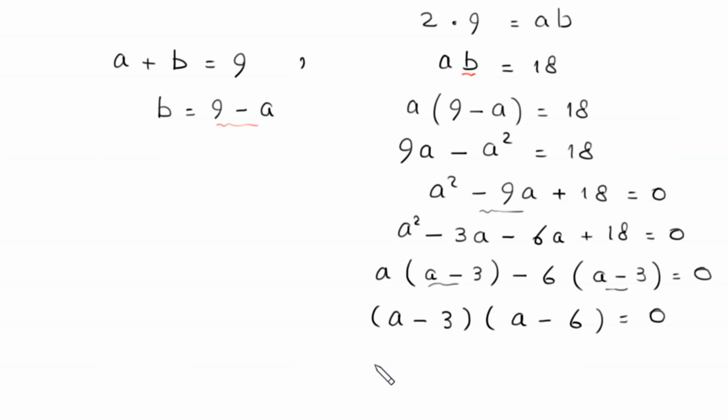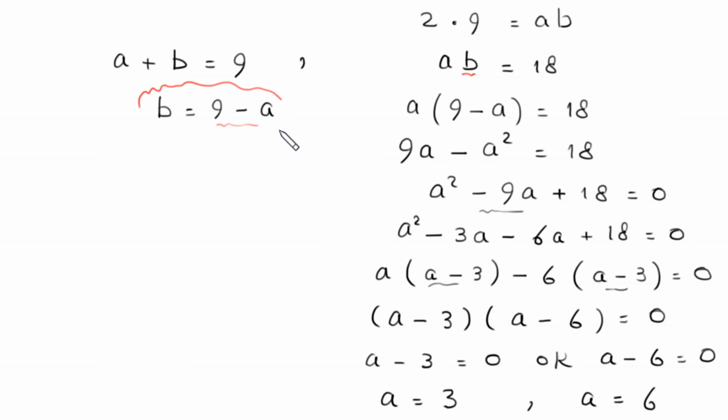From here either a - 3 = 0, or a - 6 = 0. From the first equation we get a = 3, and from the second equation we get a = 6. Now we use the equation b = 9 - a to find the values of b.